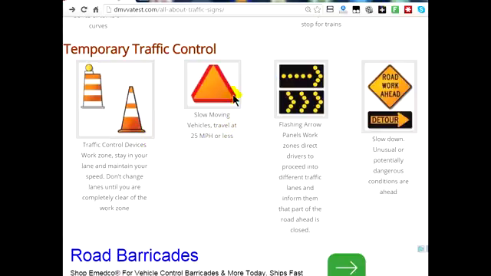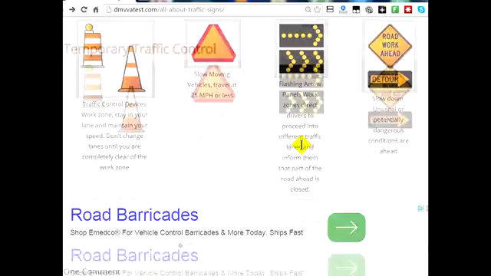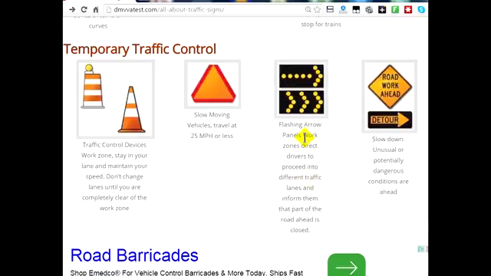Okay, when you see this orange triangle, that means that you cannot travel more than 25 miles an hour going through a work zone. When you see flashing arrows like this on panels, it usually means that there's going to be a shoulder close, a lane close, that you have to make preparations to move over either to the right or to the left, and to be prepared to shift lanes.